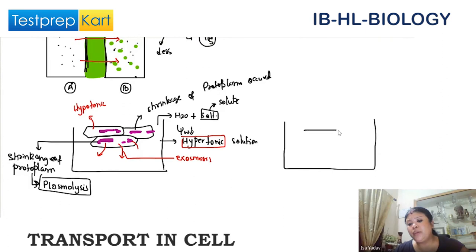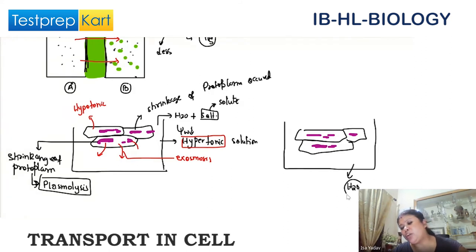So we have this onion peel cell. What we observed was shrinkage of protoplasm. So what we did was we took a beaker which now has only water molecules. So here water will enter into the cell, because the outside is hypotonic and the inside of the cell is hypertonic. So what occurred?